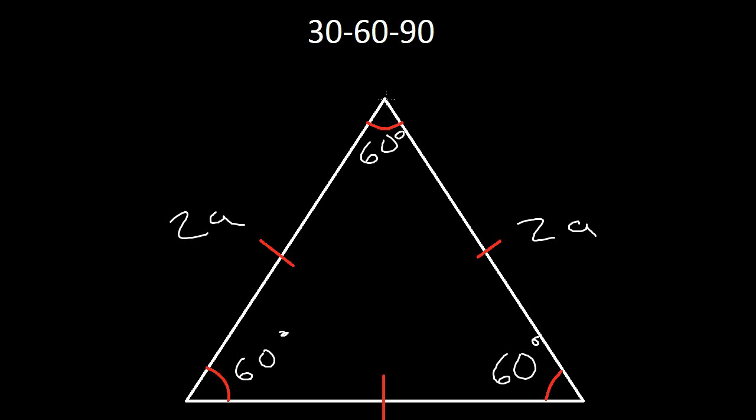First, let's draw an altitude from here. Let me use my line tool. We're going to drop an altitude. And remember, an altitude creates a 90-degree angle. That's just its definition. So it creates a 90-degree angle down here.